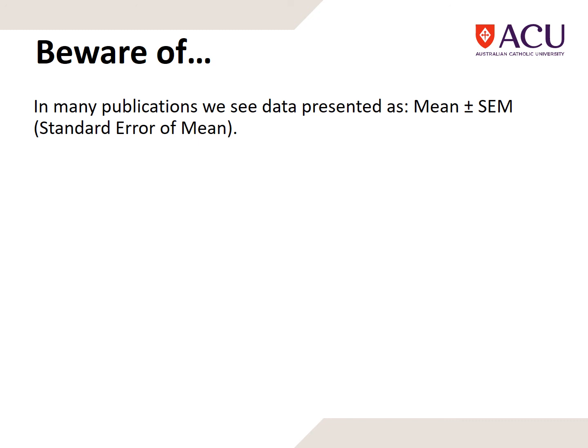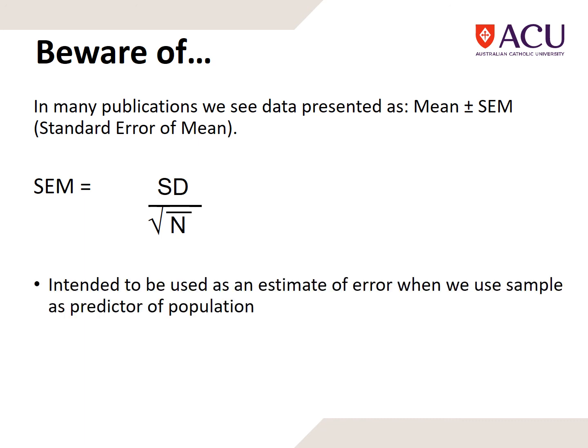So sometimes you'll see this reported, and that's the calculation for it there, by the way. It's the standard deviation, so what we got in our previous calculation, and we divide that by the square root of the number. Now this has a really legitimate use as an estimate of error when we use a sample as a predictor for a population. So it gives us that indication of error when we're going through that process.